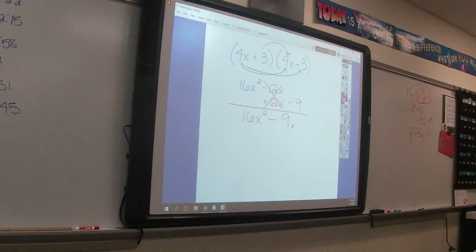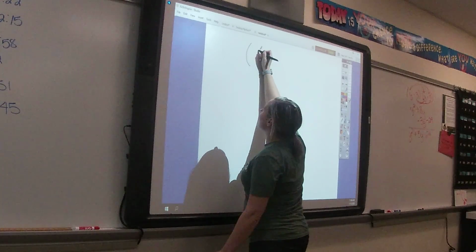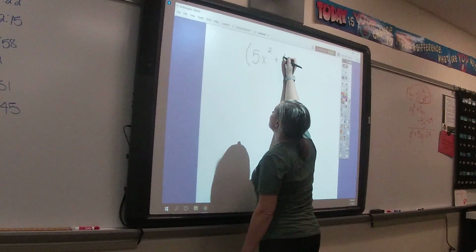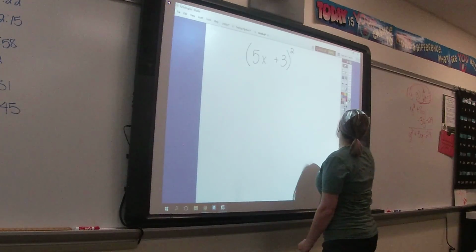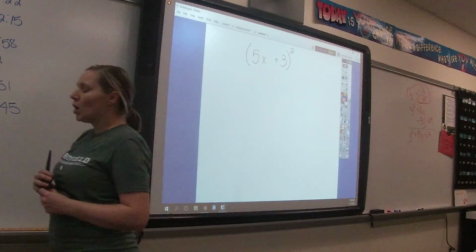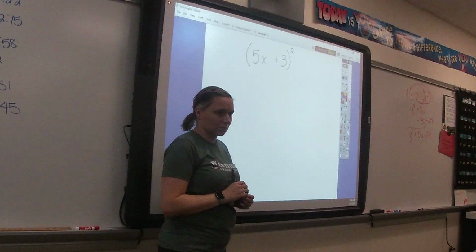We okay on that one? Last one, and I would say that this is the most commonly missed problem. 5x plus 3, all squared. Students consistently miss this over and over again. Even though when I ask them what this problem is asking us to do, they say, you just multiply the number how many times?